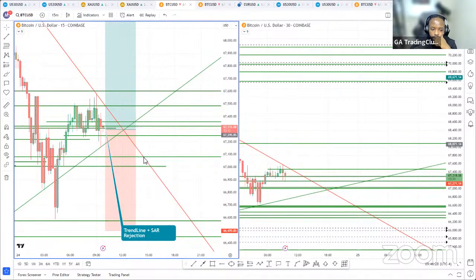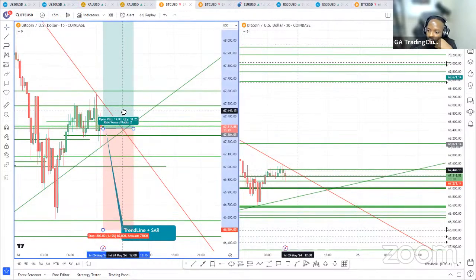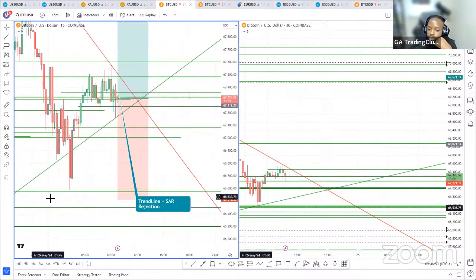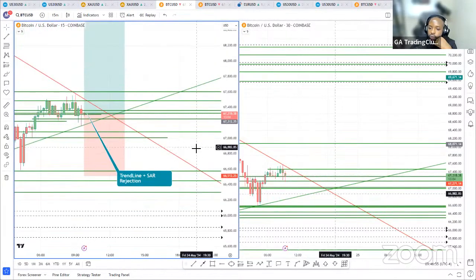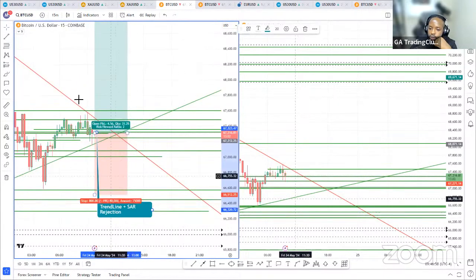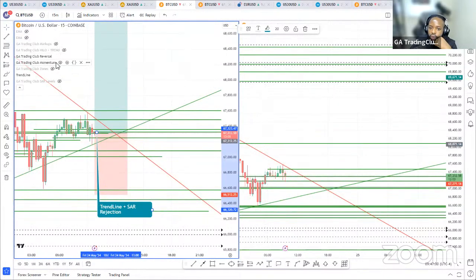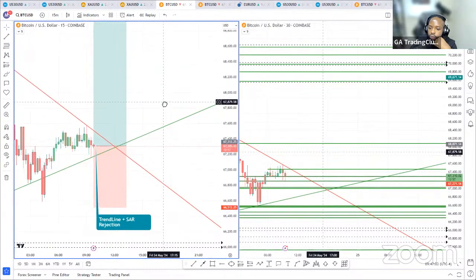Still waiting. There's the entry. So I'm in that one. Entry is at 67,313. So about where price is at right now. And just make sure stop loss is below this low. That's right here. And we'll see how that goes. And I can turn this one off just to keep it clear.